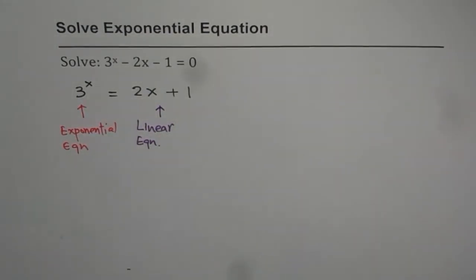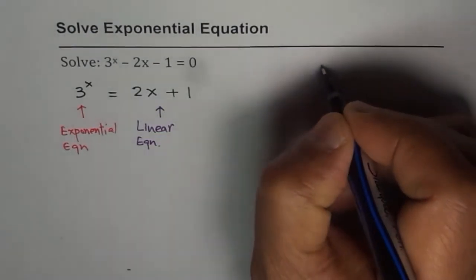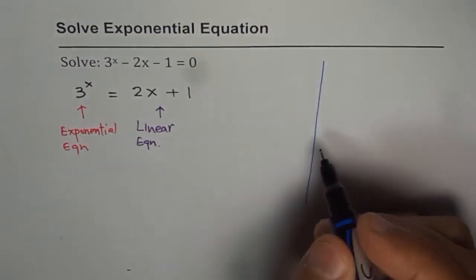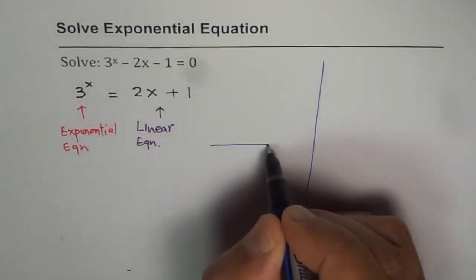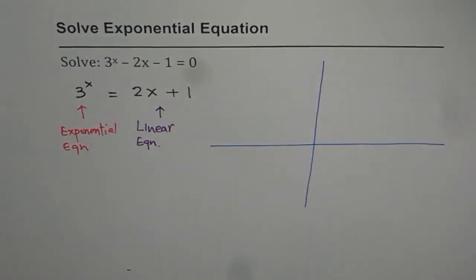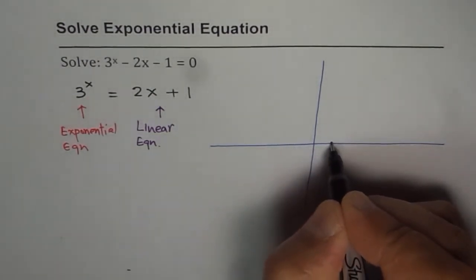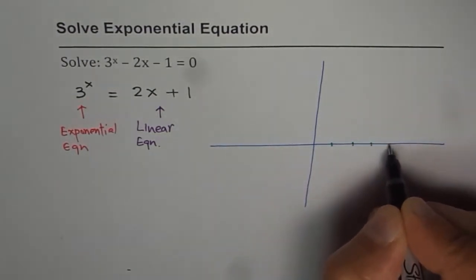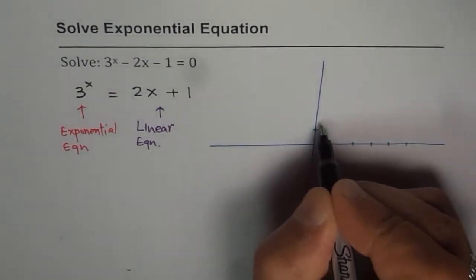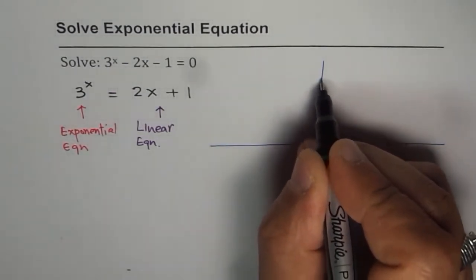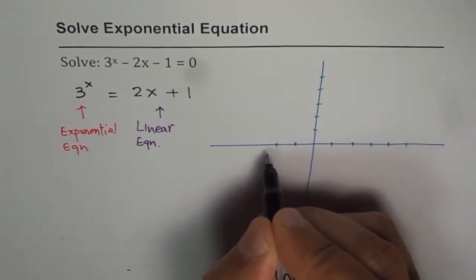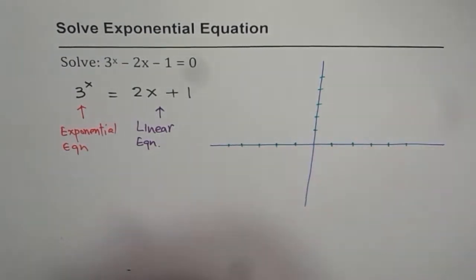Now, if I can draw a graph for both the functions, then the points of intersection will give me the solution for the equation, right? So that's a good way of doing it. And that is how most computers work and find the solution for such equations. So let's try to figure out how to get the solution by making graphs. Let's say this is our coordinate axis, and let's give some points, 1, 2, 3, 4, 5, for example, and we have 1, 2, 3, 4, 5, right?